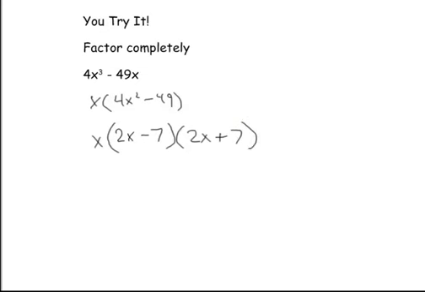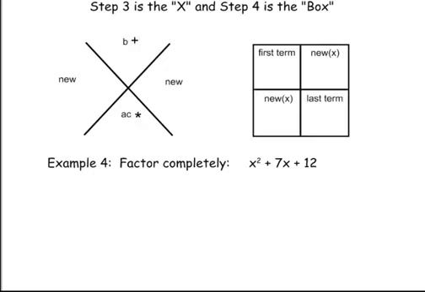And we're done. All right, so step 3 and step 4 are going to be the x in the box, but there is a lot to explain here. Take a look at x squared plus 7x plus 12. It's in the form ax squared plus bx plus c, which is standard quadratic form. So the ac, it means do a times c.